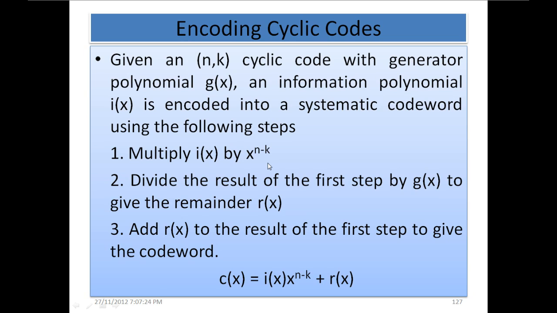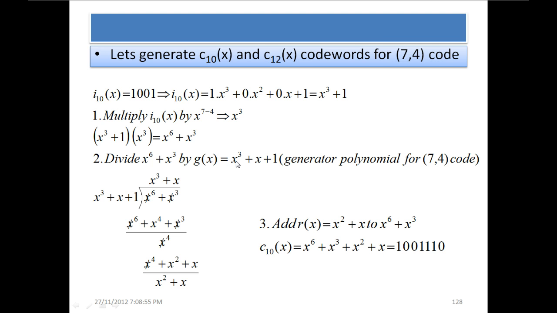Divide the result of the first step by g of x to give the remainder r of x. Add r of x to the result of the first step to give the code word c of x, which is equal to I of x times x^(n minus k) plus r of x. So what we will do is simply write them together, but before that we multiply I of x by x^(n minus k), which we have already done in the first step.